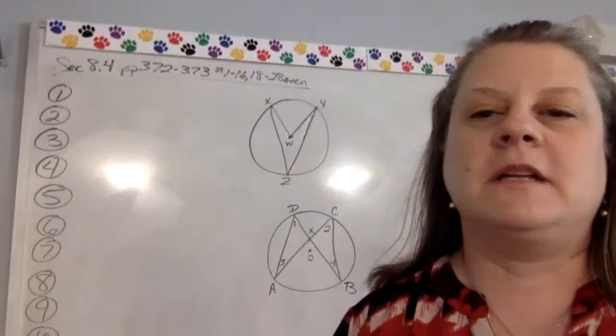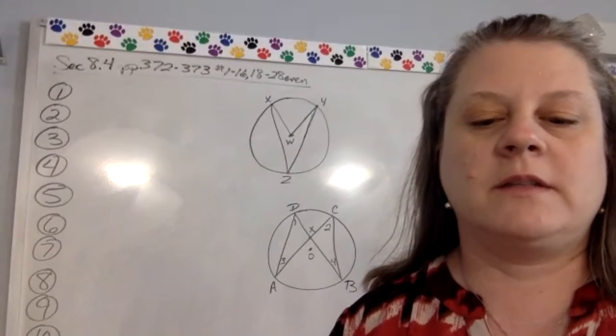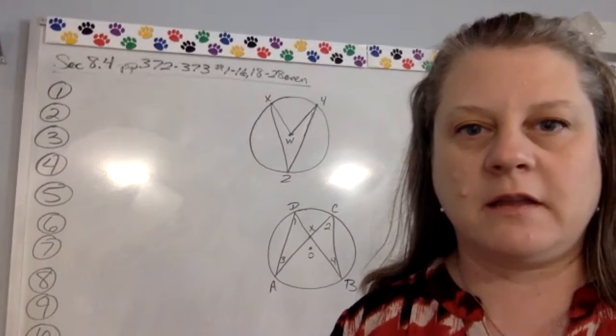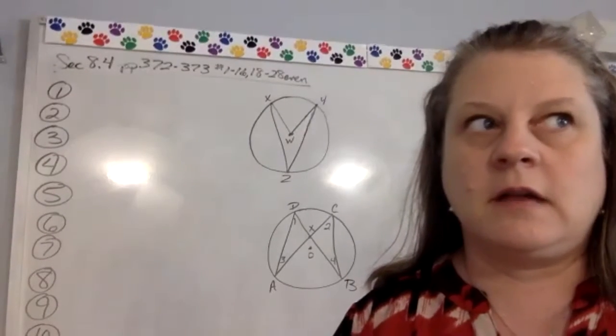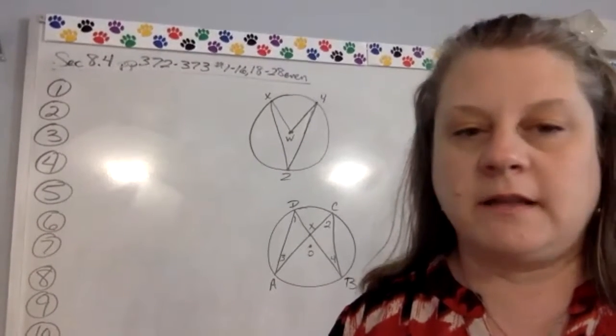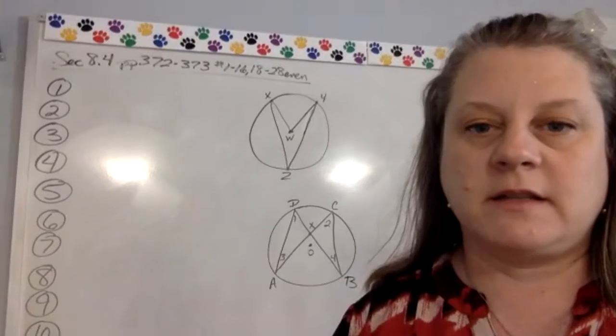All right. So what we're working on, yesterday we did section 8.3. What we did yesterday working on 8.3 was talking about arc measure and arc length. And that dealt with central angles and their arcs were congruent. They had the same measure. Central angles had this vertex at the center.